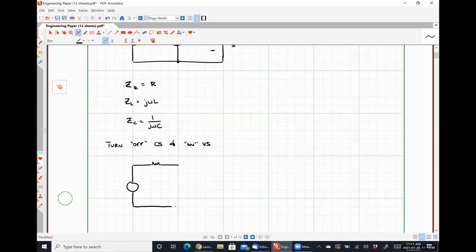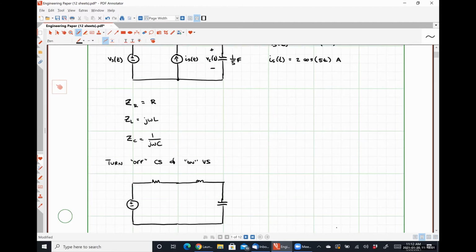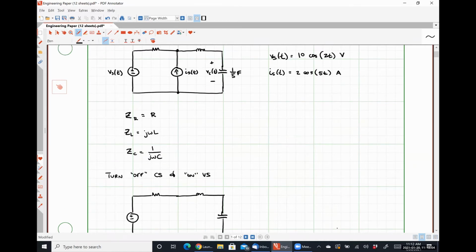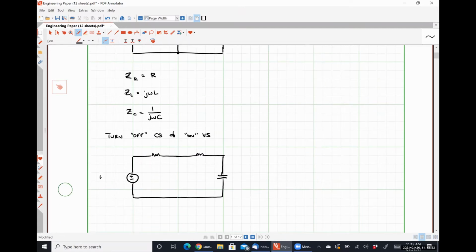Here is our voltage source. Then we have our inductor. And here is our capacitor. Because we're going to be working in the frequency domain, we need the frequency domain or phasor representation of our source voltage. So that should be what? How do we convert Vs of t into a phasor? What was that? 10 angle 0. Yeah, easy enough. 10 angle 0 degrees volts.